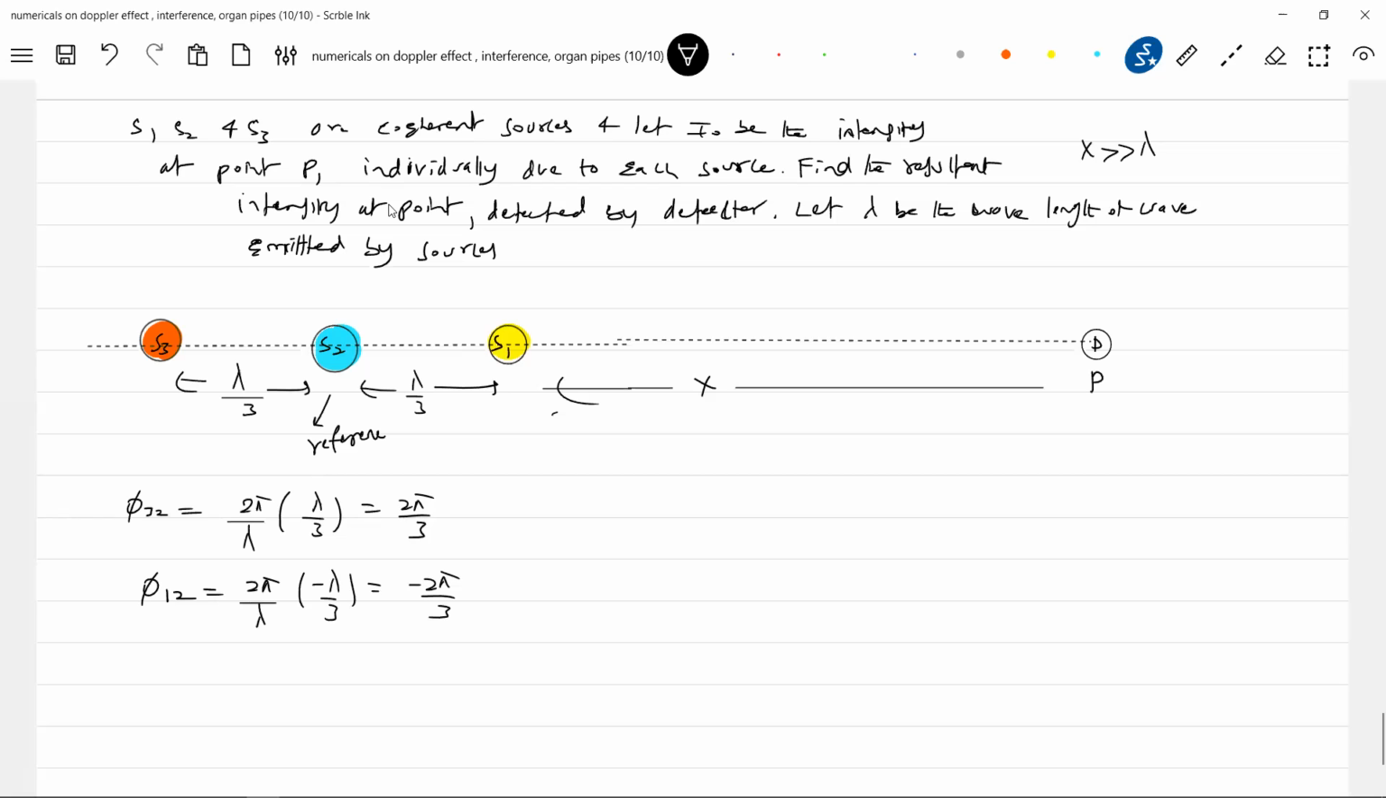Can you ask, sir, why minus 2 pi by 3? This will have more path compared to 2. This will have less path. So if I take this as 0 phase, this will lead, this will lag, no? Less path. Compared to wave 2, this will cover more distance. How much? Lambda by 3. Compared to wave 2, this will cover less distance. So this will be leading, this will be lagging.